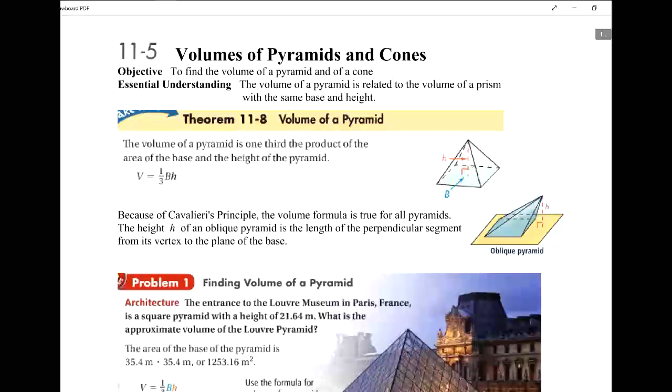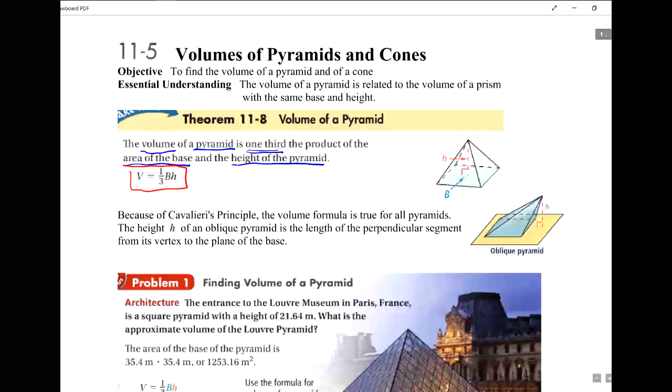11.5 Volumes of pyramids and cones. Pyramids and cones are going to be very similar to prisms and cylinders. Okay, so let's see where the differences are. Our first theorem here: the volume of a pyramid is 1/3 the product of the area of the base and the height of the pyramid. Okay, we recognize quite a bit of this formula here.